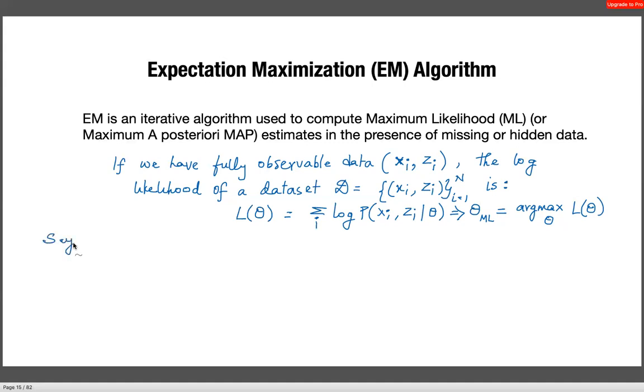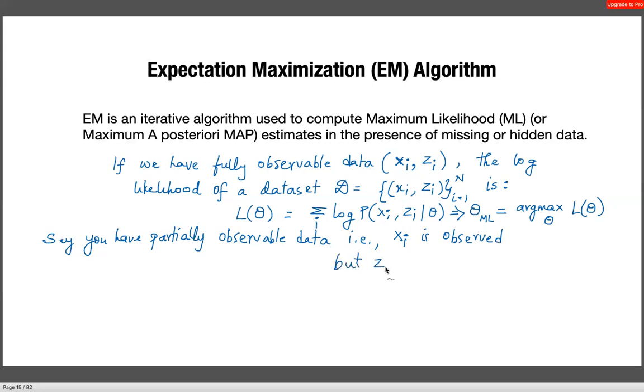Say you have partially observable data, okay? That is, xi is observed, but your zi's are hidden. Okay, so you only observe the xi's. So how does this change your log likelihood?